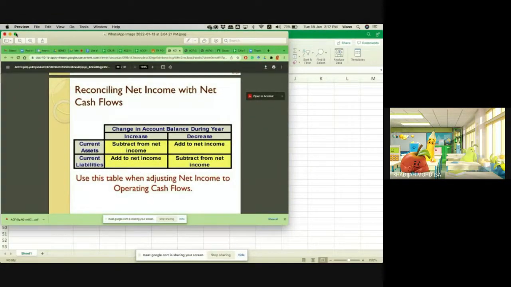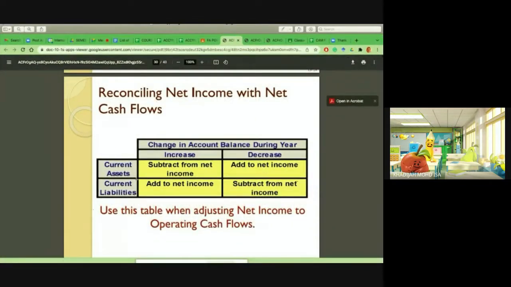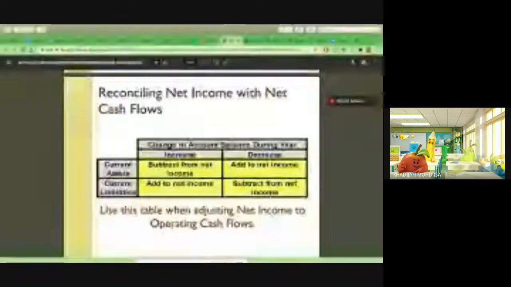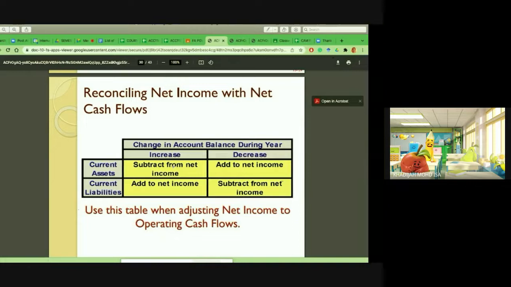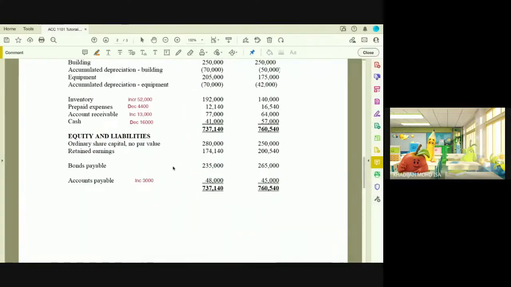This is the summary table of the changes in your current assets and current liabilities. When there's an increase in current assets, you minus. If you want to remember one part: if there is an increase in current assets, you minus, but an increase in current liabilities, you add, because it's the other way around when it decreases. So I remember it like that: current asset increase, you minus; current liability increase, you add.